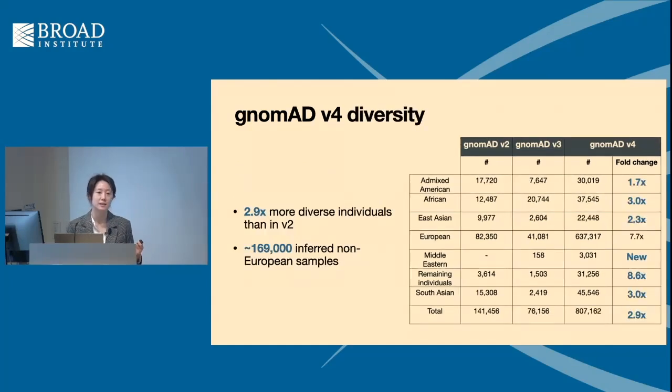Looking past the scale of v4 and into the diversity, you can see that we do have room to improve, but if you compare gnomAD v4 to gnomAD v2, on average, we're adding about 3 times more diverse individuals as compared to before. And the absolute number of samples with inferred non-European genetic ancestries is 169,000. And you'll see that this is larger than the entire v2 dataset.